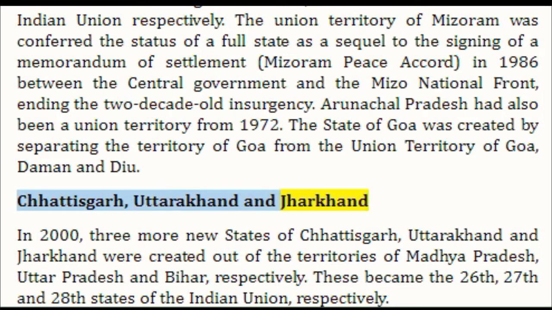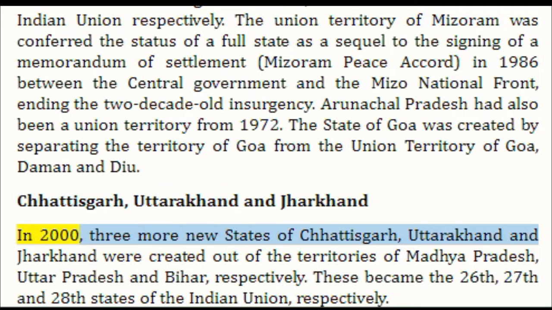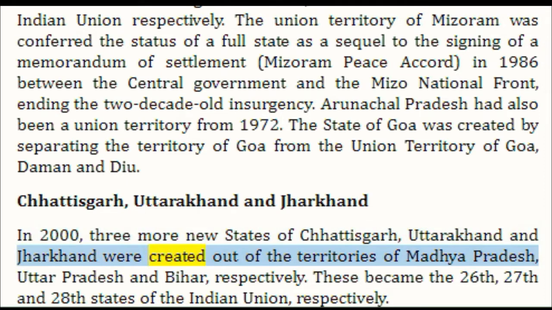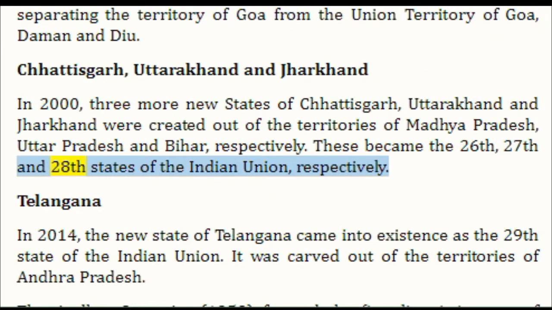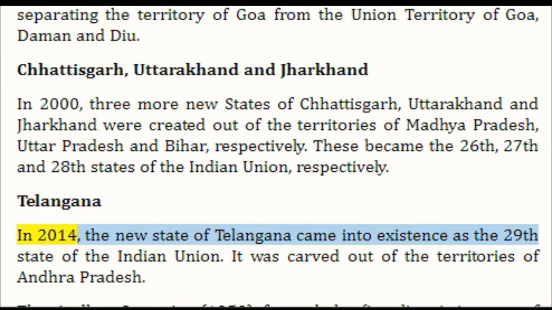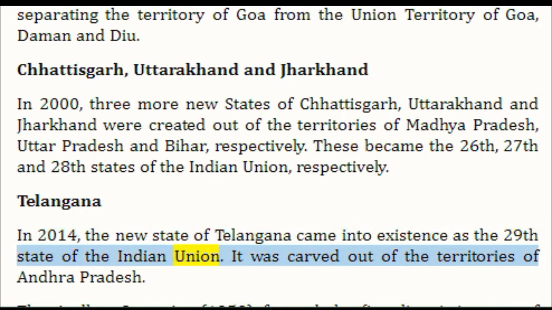Chhattisgarh, Uttarakhand and Jharkhand. In 2000, three more new states of Chhattisgarh, Uttarakhand and Jharkhand were created out of the territories of Madhya Pradesh, Uttar Pradesh and Bihar, respectively. These became the 26th, 27th and 28th states of the Indian Union, respectively. Telangana. In 2014, the new state of Telangana came into existence as the 29th state of the Indian Union. It was carved out of the territories of Andhra Pradesh.